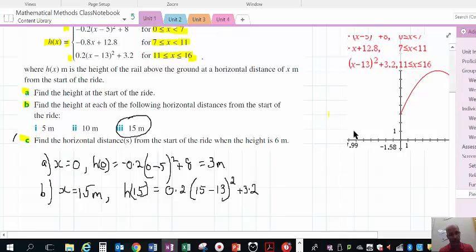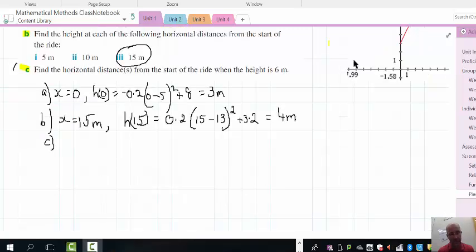So when x equals 15, we use the third part of the piecewise function because it fits in that domain, and I've found h of 15. You can see we've subbed in the values and we just write in our answer, which comes to 4 meters. So parts A and B are sort of similar.